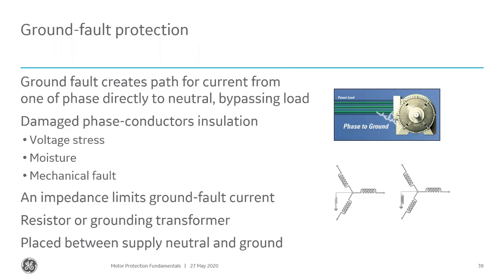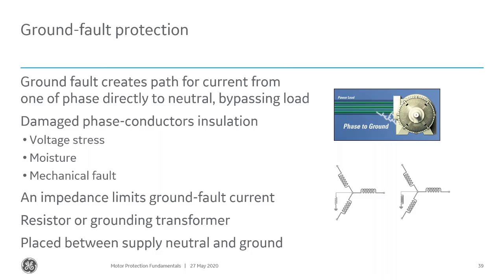So let's talk about ground fault protection. Of the faults that we'll discuss, and we'll talk about phase faults, we'll talk about differential protection, stator overcurrent protection, we'll talk about all those things. But the most likely fault that you'll have is a ground fault, right? So typically if you have enough voltage stress or mechanical fault or moisture in the stator insulation, you can get a ground, a phase to ground.